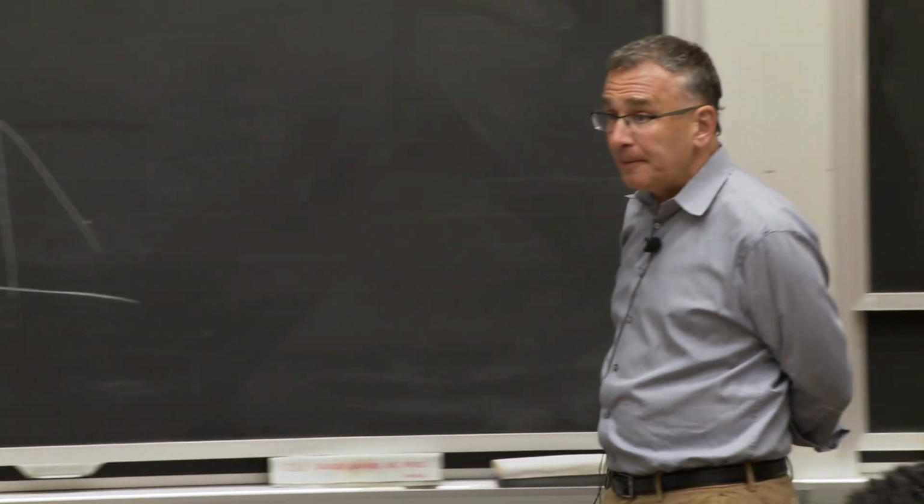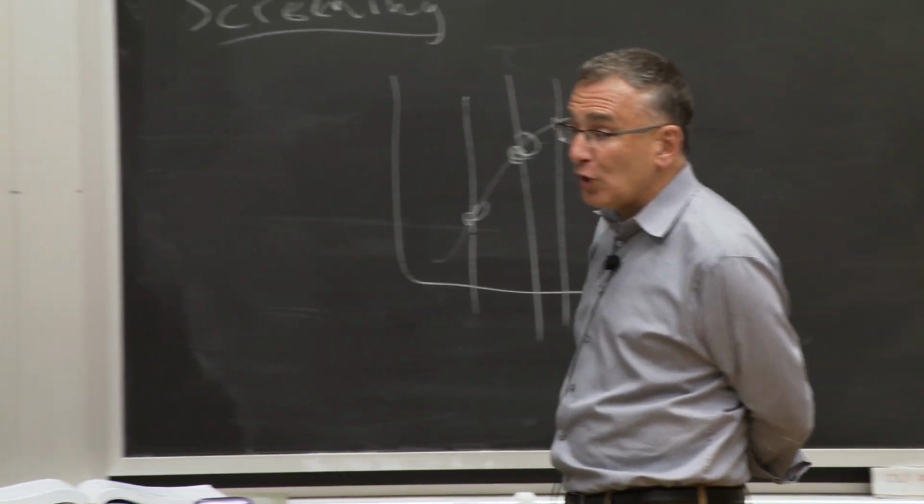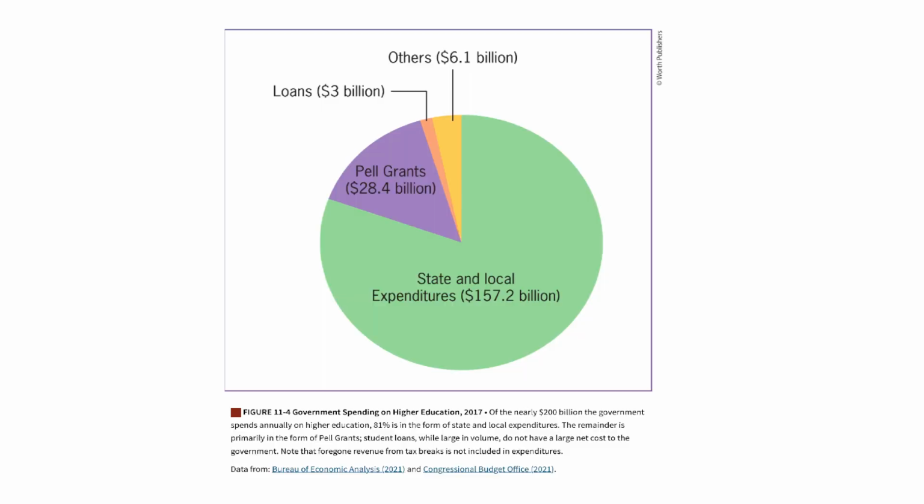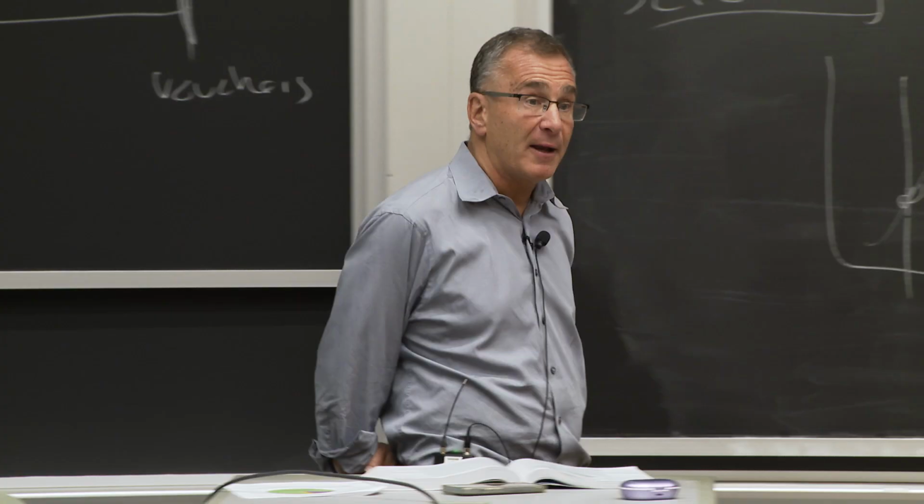And so one argument for why we should rely less on loans and more on spending, although once again, it doesn't tell you the purple versus the green, it's just the purple and the green versus the orange, is that essentially these student loans, people can't afford to pay them back.